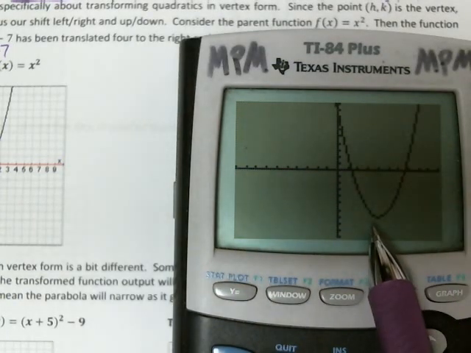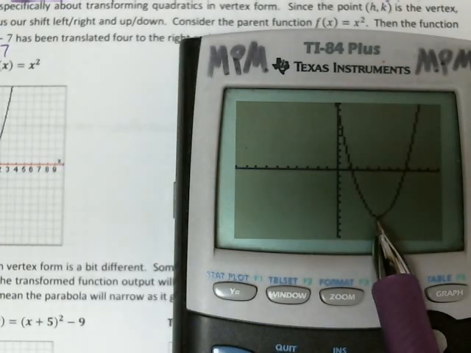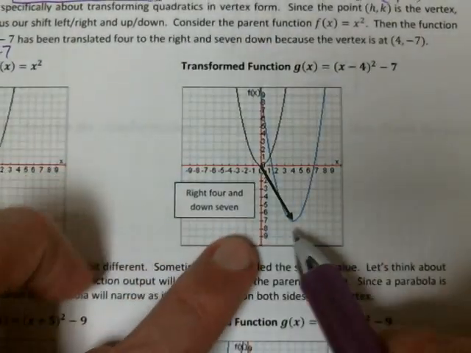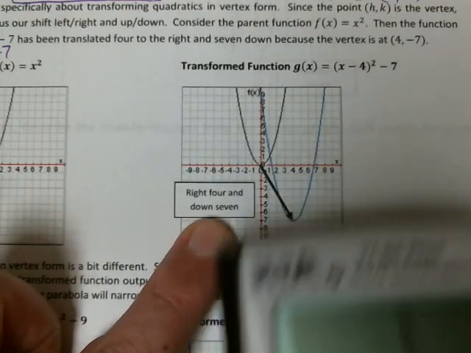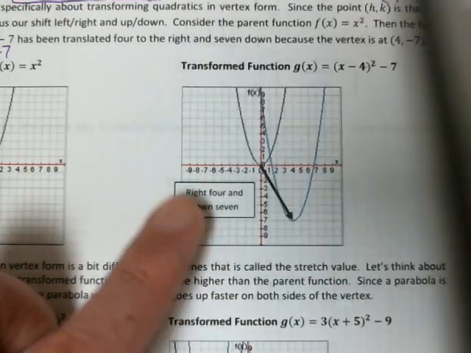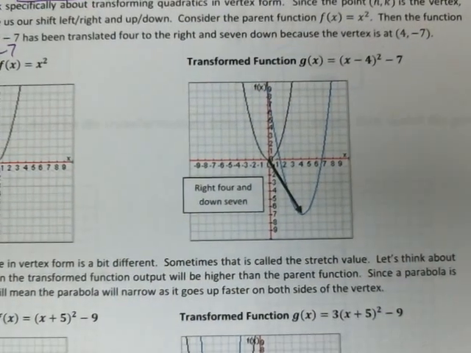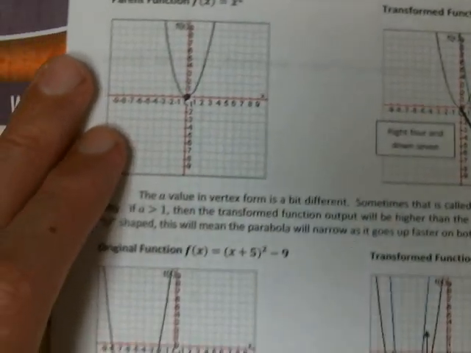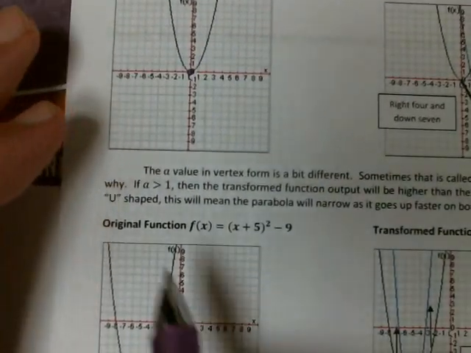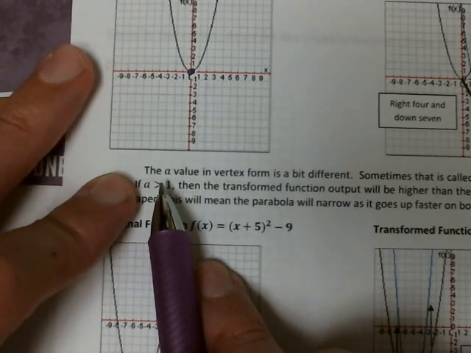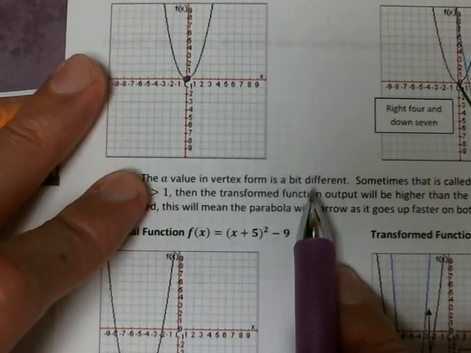So you can see here from our graph, we've taken our parent function and we shifted it 4 to the right and down 7. Vertex is 4 comma negative 7. Okay. Now, let's move along here. So in the next piece, it says the A value in the vertex form is a little bit different.